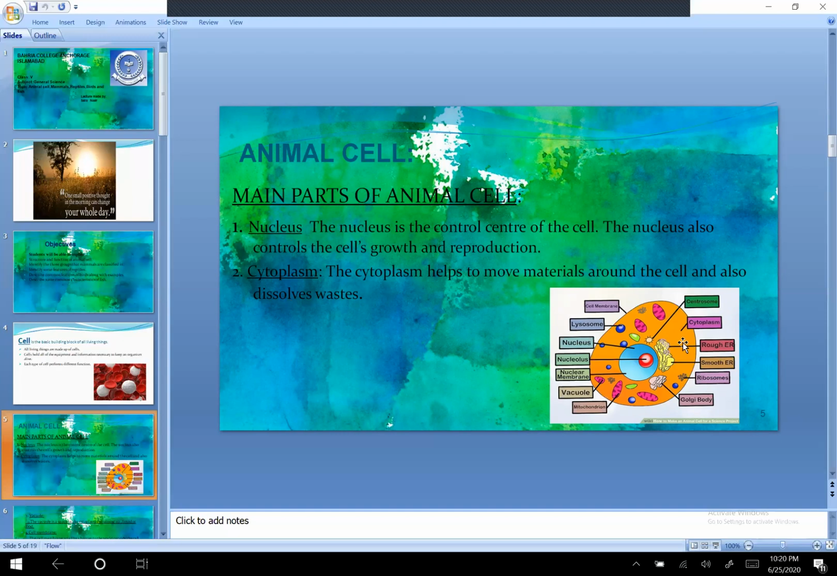In this cytoplasm, so many organelles, or small structures of the cell, are embedded. Just like I'm giving you an example: if you have a bowl of jelly, and you have some sprinkles, and you just embed them into that bowl. Just like that, all organelles are embedded in this jelly-like substance that is called cytoplasm. Cytoplasm helps to move material around the cell and also dissolves waste.